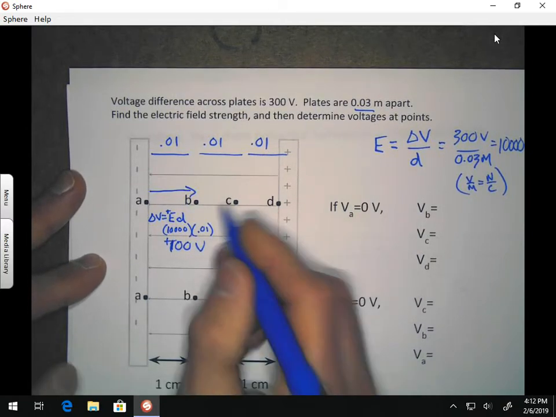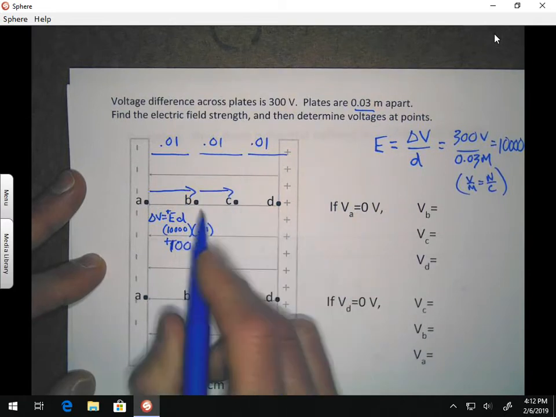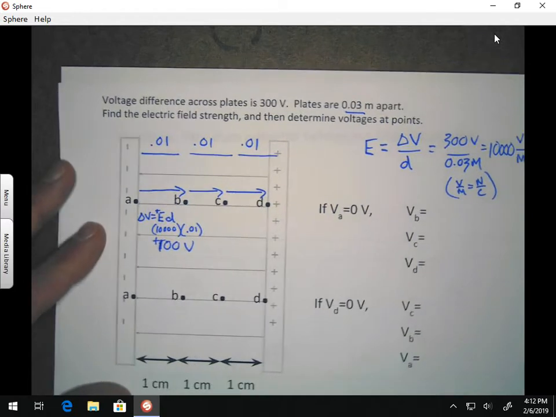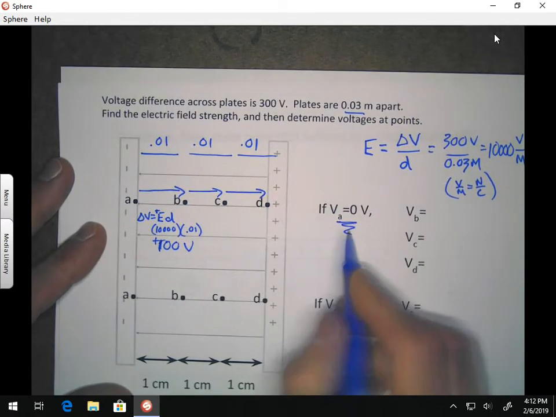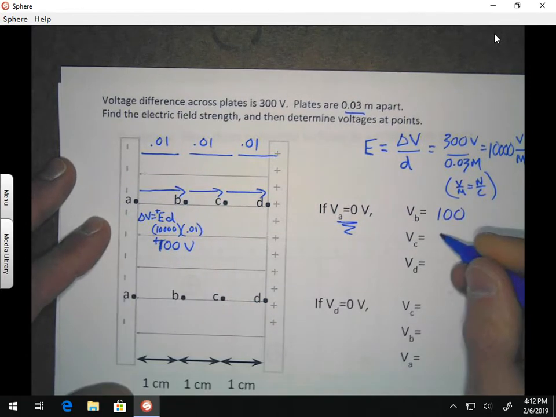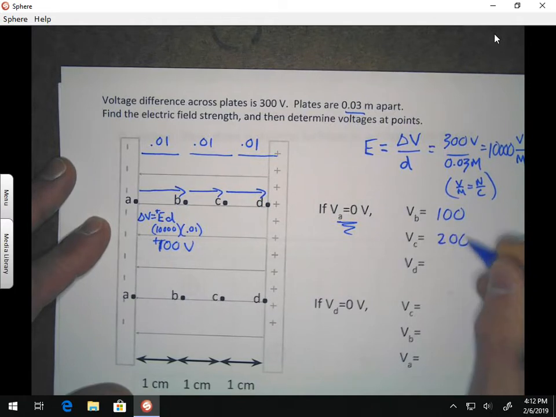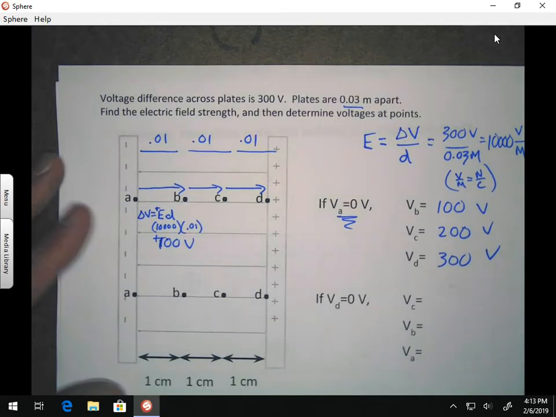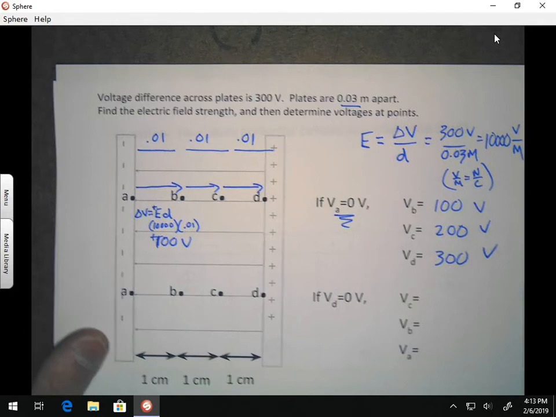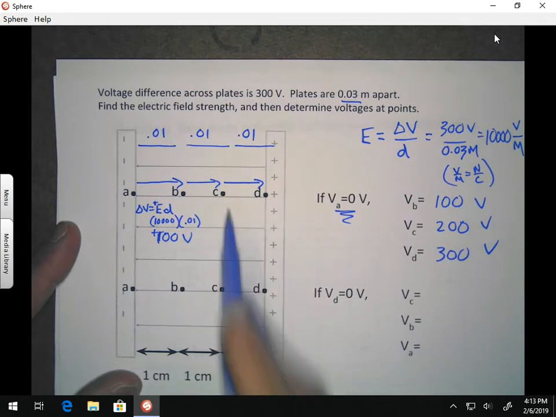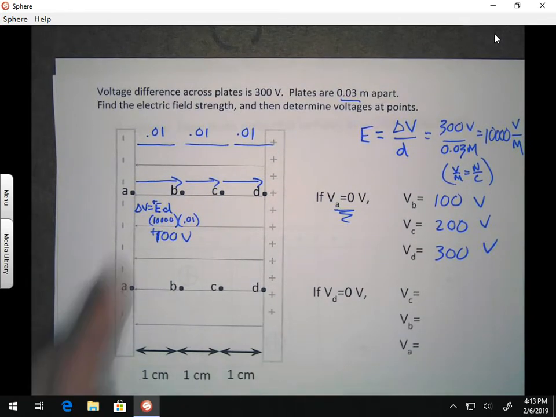Now, if I go from B to C, it'll increase by another 100 volts. And when I go from C to D, it'll be another 100 volts. And so the idea is that if you say that the voltage at point A is equal to 0, then you can just add on 100 volts to figure out the voltages at the other 3 points. Okay. And that's really simple to do, because the voltage is just increasing in a linear way as you move across the field, or move against the field, I should say.